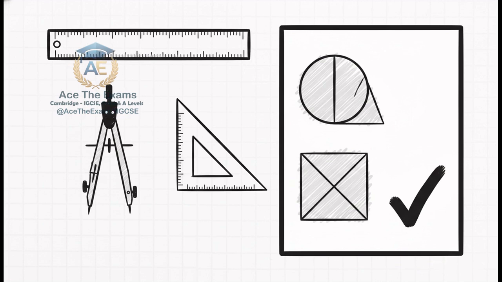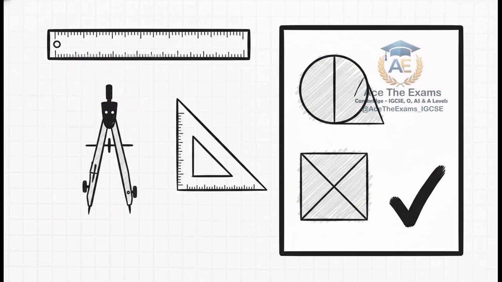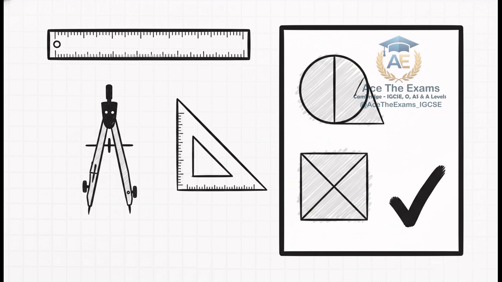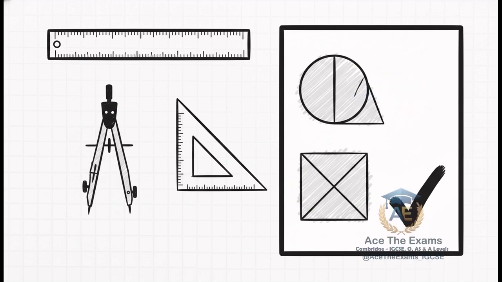Clear annotation means communicating with the examiner. A simple, quick note like substituting equation 1 into equation 2 acts as an insurance policy, saving you from losing marks if your algebra gets a little messy down the line.